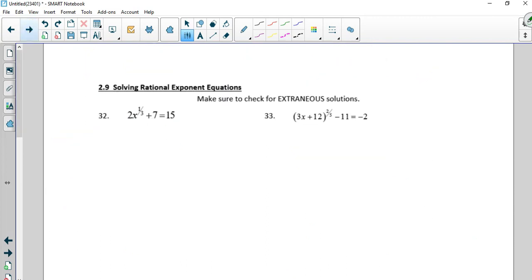And the last section, 2.9, last of the review. Again, don't forget to check. So this is the same thing. We just need to take one extra step. So minus 7 both sides. And that gives us 2. And we rewrite this. Or we don't have to. X to the 1/3 equals 8. Divide by 2. X to the 1/3 equals 4.